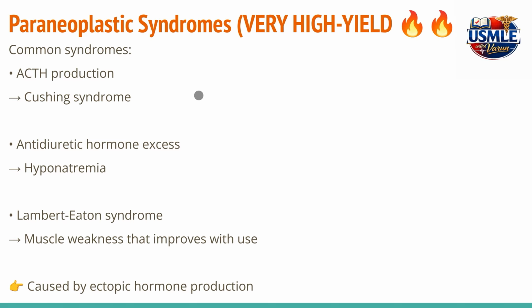So, coming to the paraneoplastic syndromes, this is the most important concept regarding the exam and how they test on various kinds of exams. Small cell lung carcinoma produces hormones inappropriately, leading to paraneoplastic syndromes. It might produce adrenocorticotropic hormone, which causes Cushing syndrome. It can also produce excess antidiuretic hormone leading to low sodium levels. And importantly, it is associated with Lambert-Eaton syndrome, where the muscle weakness actually improves with repeated use. All these are caused by ectopic hormone production.